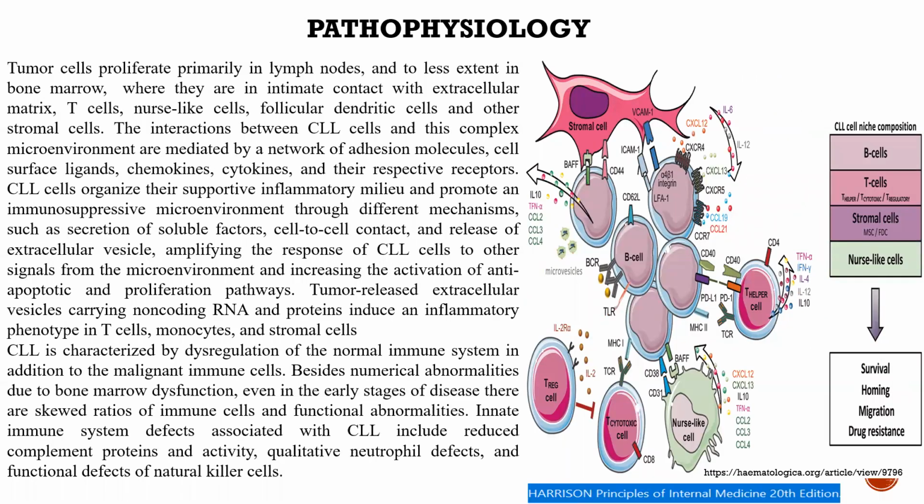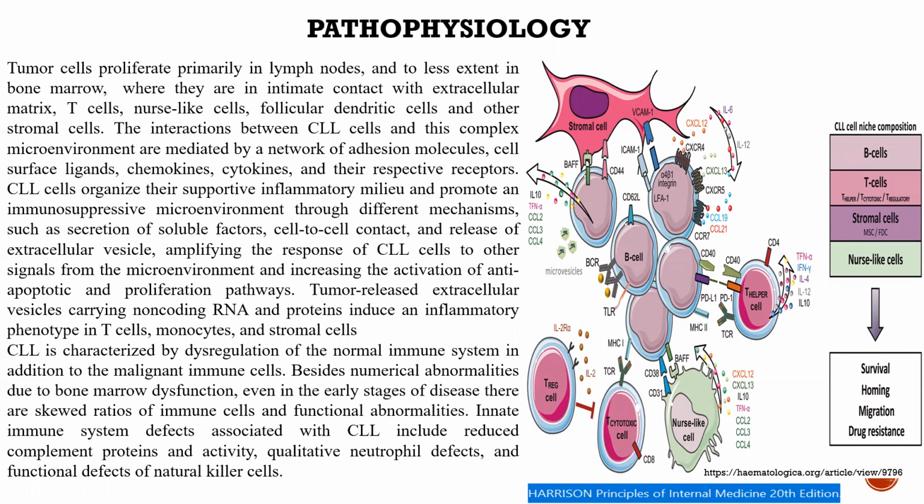Tumor cells proliferate primarily in lymph nodes and to a lesser extent in the bone marrow. There they are in intimate contact with extracellular matrix, T cells, nurse-like cells, follicular dendritic cells, and other stromal cells. The interactions between leukemia cells and this complex microenvironment are mediated by a network of adhesion molecules, cell surface ligands, chemokines, cytokines, and their respective receptors.